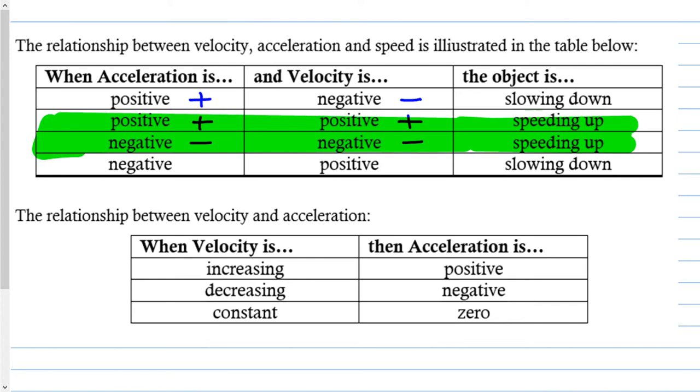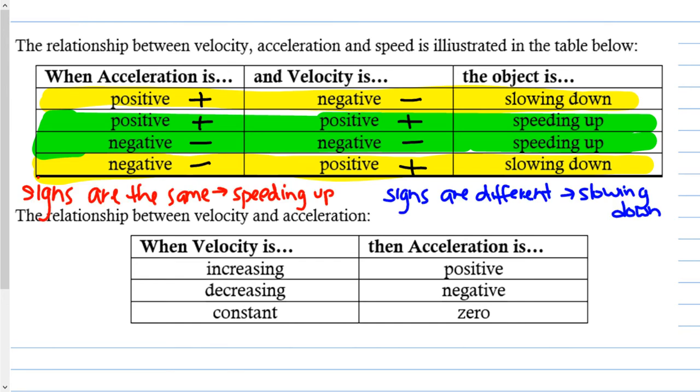Okay, highlighter's not doing what I wanted to do. All right. And then for the last one there, when acceleration is negative and velocity is a different sign, it's positive, then my object is slowing down. So, to break this down with much less words, you look at the signs. If the signs are the same, if they're both positive or both negative, the object is going to be speeding up. When the signs are different, one's positive, one's negative, doesn't matter which one, our object is going to be slowing down.